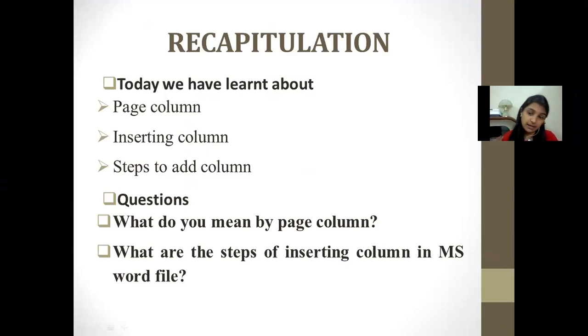So now today we have learned about the page column. First of all, what is page column? That was the column with the help of which we can divide the sections into many types, like 1, 2, and 3, and left and right. Then we learned how we can insert the column option, where this option is, and what are the steps of adding the column. Okay, so this is what we have done in today's class.